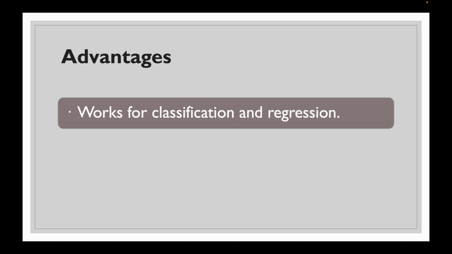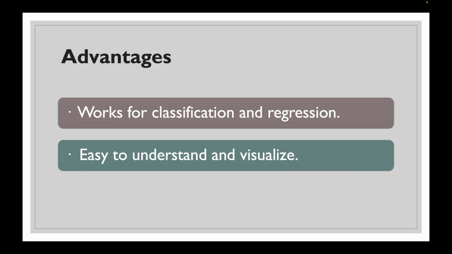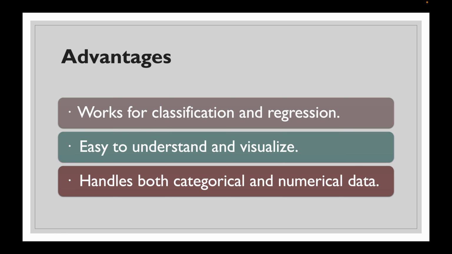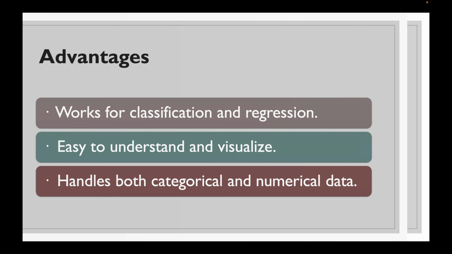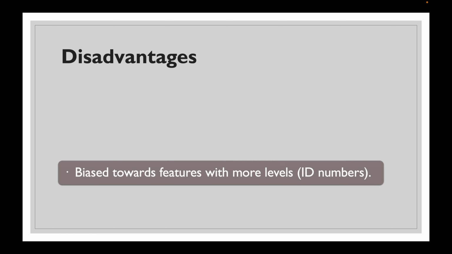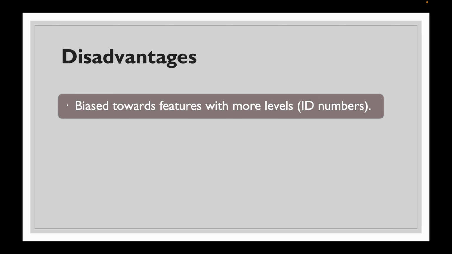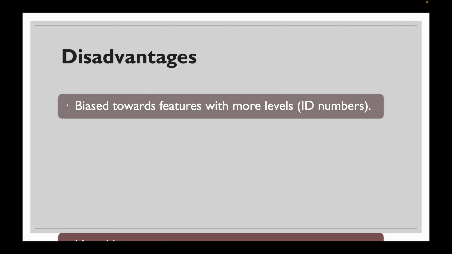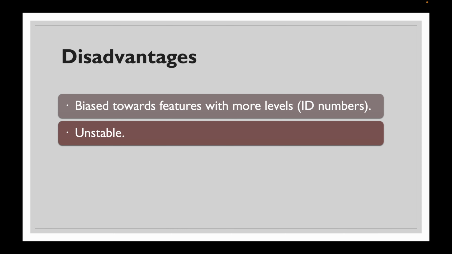Advantages: it works for classification and regression. It's easy to understand and visualize. It handles both categorical and numerical data. Disadvantages: it is biased towards features with more labels such as ID numbers. It is also unstable, that means small changes can alter the tree drastically.